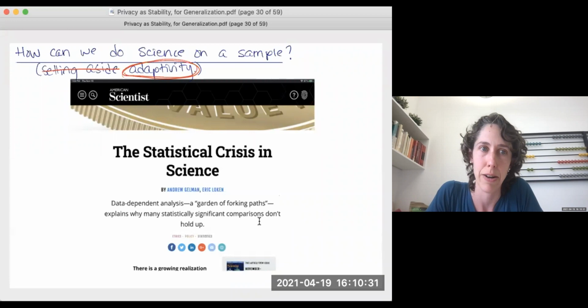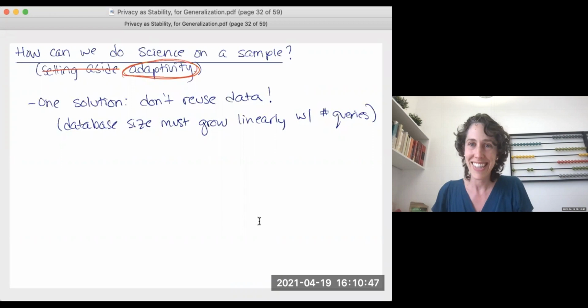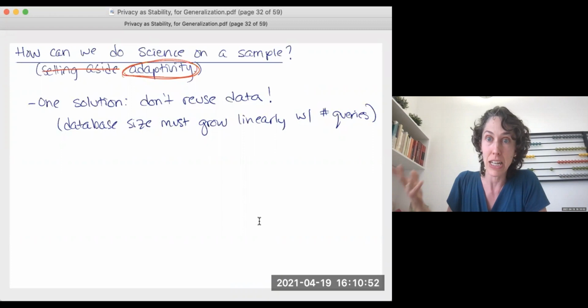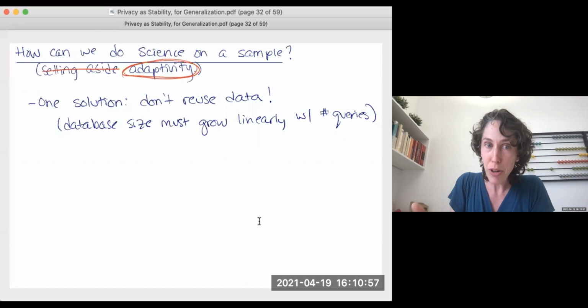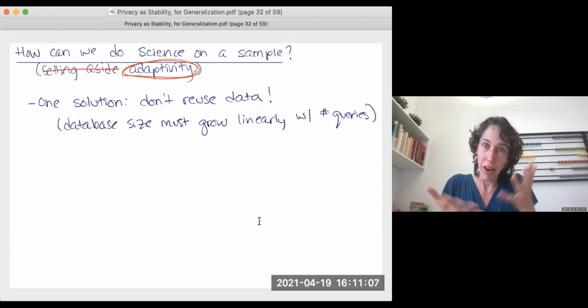So one solution is easy. Don't reuse your data. Every time you want to run a computation, if that computation was adaptively chosen, get some new data, because then the computation wasn't adaptively chosen as a function of the present data. You're not going to mislead yourself. Great, problem solved, except now your data size has to grow linearly with the number of queries you want to answer. Hold on, I was promised exponentially many queries. This is a disaster. That's not a very satisfying solution.